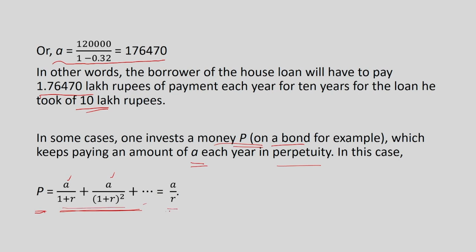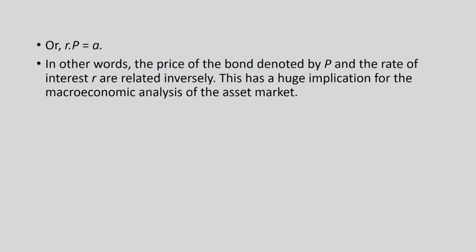If this infinite series is summed up, you are going to get just small a divided by r, where a is the payment each year and r is the rate of interest. So, capital P, which is the price of the bond, is equal to a divided by r. In other words, if I multiply both sides by r, I get r multiplied by P is equal to small a.